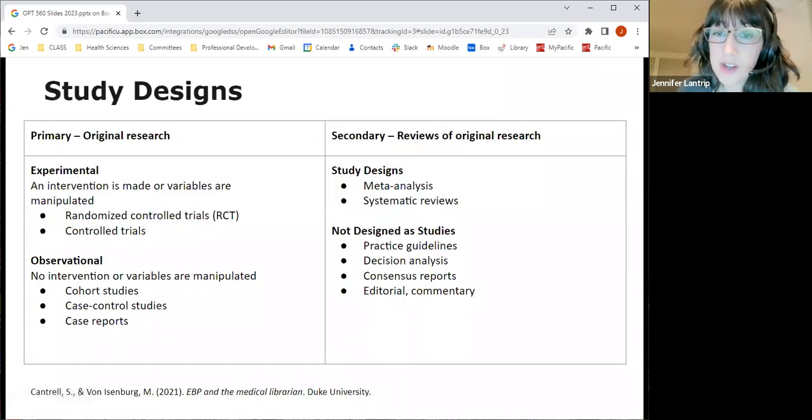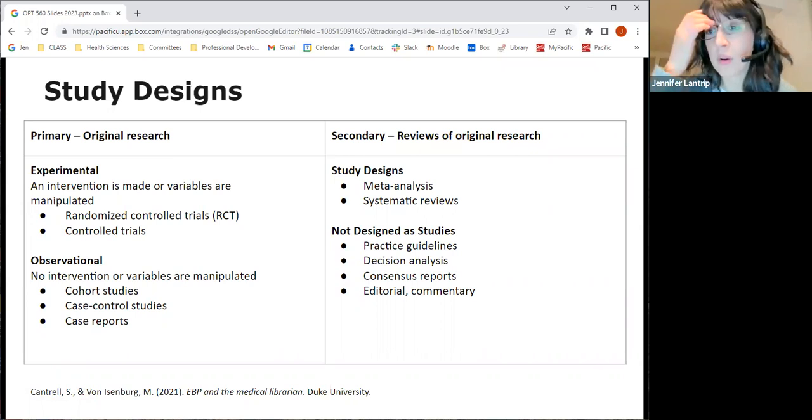For these study types, we can think of them as either primary or original research, meaning single research studies, or as secondary studies that review or combine existing research. Among primary study designs, there are experimental studies and observational studies. Experimental studies are those that use an intervention. Observational studies are those where no intervention is made.